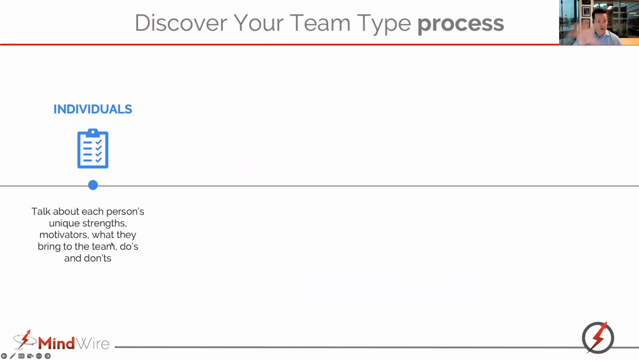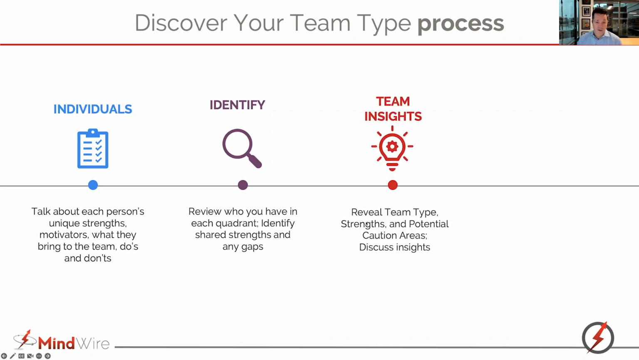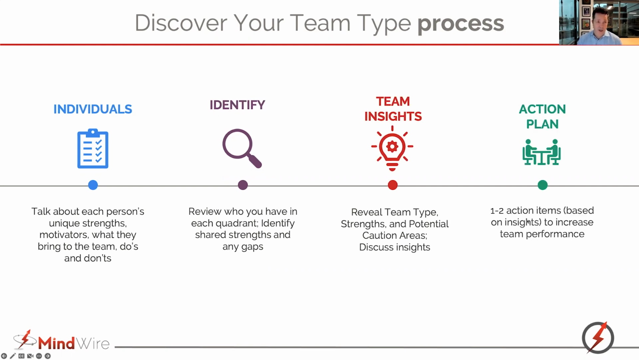So that first part of the process, the way it works is, like we talked about, you're going to walk through individual strengths and what they contribute in do's and don'ts, right? You're going to look at who do we have in each quadrant? Where do we have a bunch of people? Where do we have not many or none? Then you're going to look at the team type, strengths and caution areas, and build an action plan, which is 1 or 2 actions.